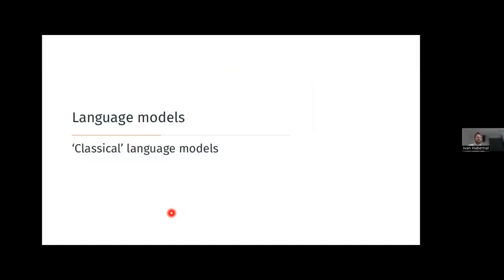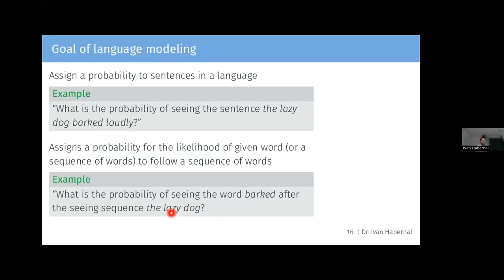Now let's move to language models. And we start with something which is called classical language models for a reason, because language models mean different things nowadays, but at the end of the day, they mean the same thing as well. So what are language models and why do we care about them? The goal of language modeling is to assign a probability to sentences or sequences of words in language. For example, we might ask, what is the probability of seeing the sentence, the lazy dog bark loudly?